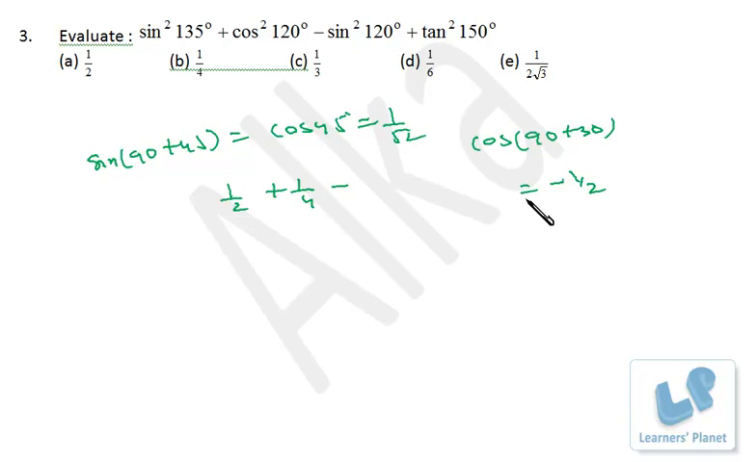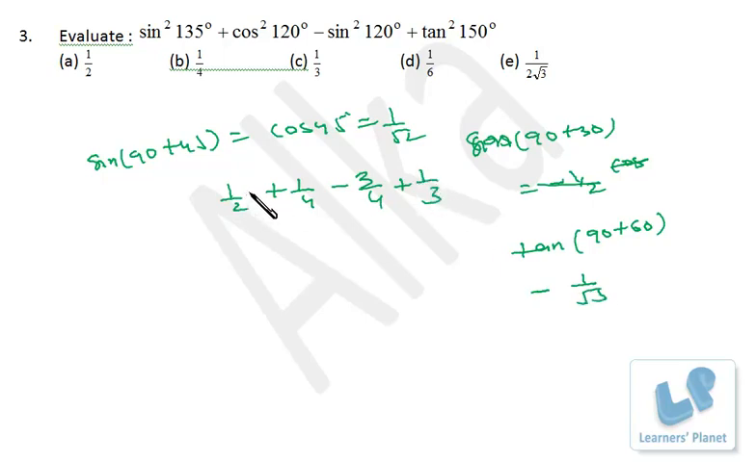Minus sin 120, that's sin(90 plus 30), so that's cos 30. Cos 30 is actually root 3 by 2, so the square of that will be 3 by 4. Plus tan 150 is tan(90 plus 60), that's cot 60. Cot 60 is 1 by root 3, right? Minus 1 by root 3, if we square, that's 1 by 3. So this is 3 by 4 positive and cancelled. So finally we are left with 1 upon 3.